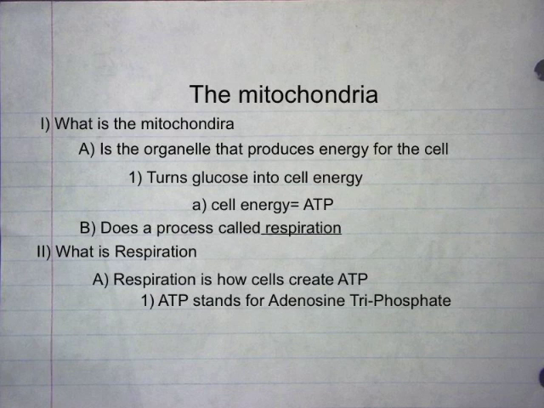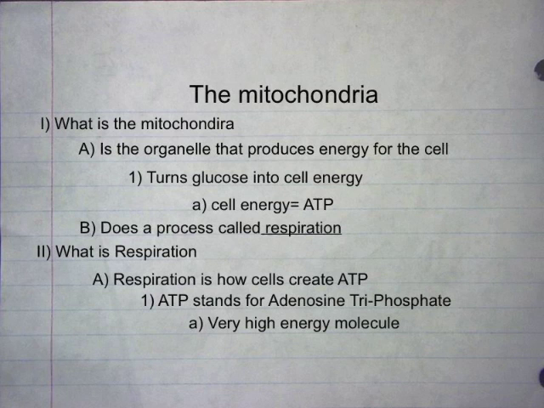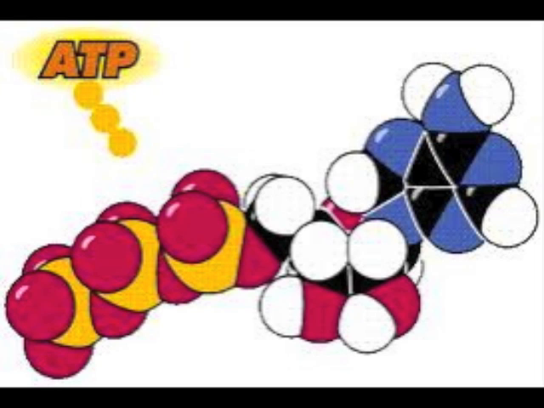What is respiration? Respiration is how cells create ATP. ATP stands for adenosine triphosphate. We're going to go into the actual process of respiration and how ATP is formed later. For now, just realize that it's taking glucose and turning it into ATP. ATP is a very high energy molecule. ATP is so high in energy, it's what powers your cells.